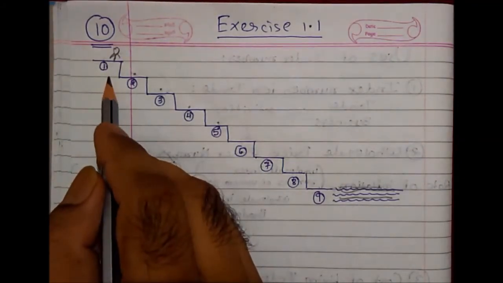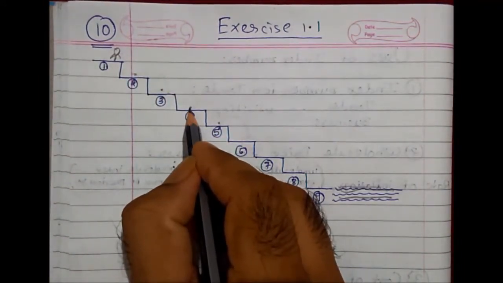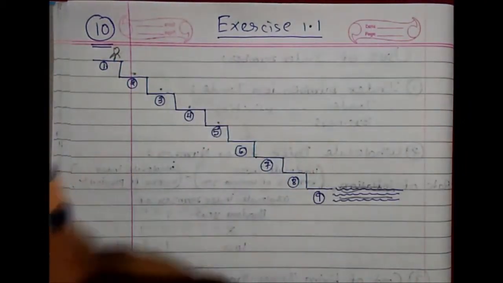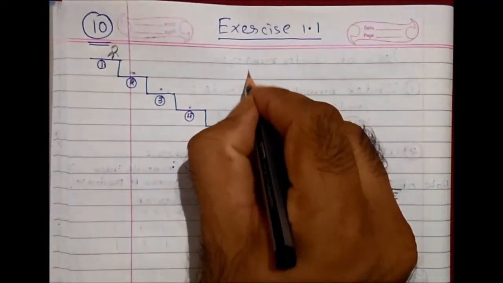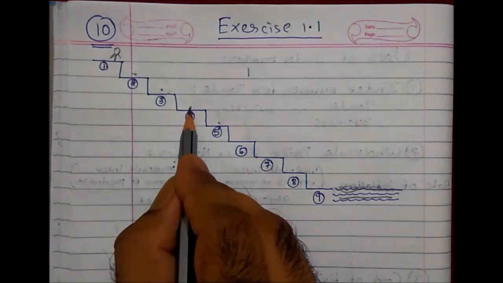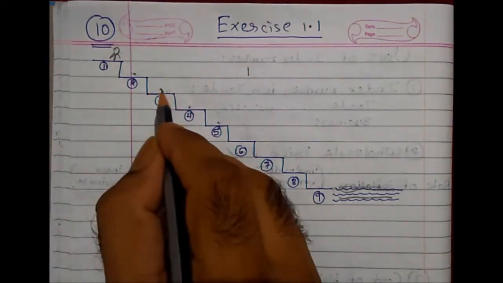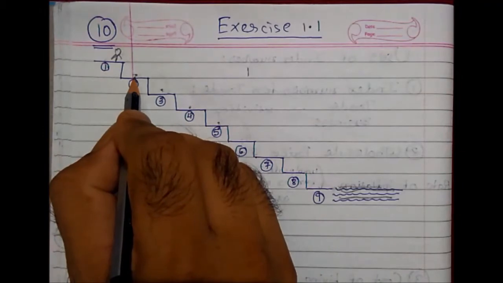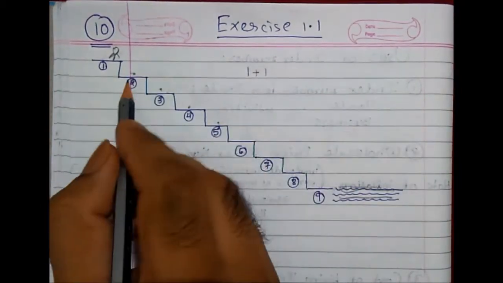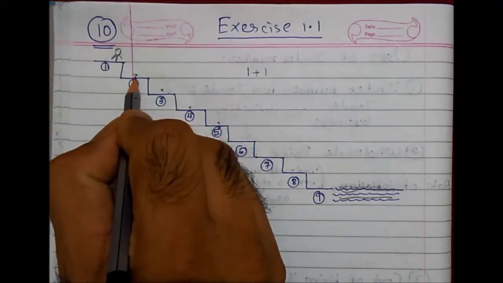So he jumps 3 steps down. 1, 2, 3. So with the very first jump he will reach 4. But we have to count only jumps. So 1, 2, 3. First jump. Then again he gets back 2 steps, 1, 2. This jump we will count too. Now after 2 jumps, the position of the monkey is here.